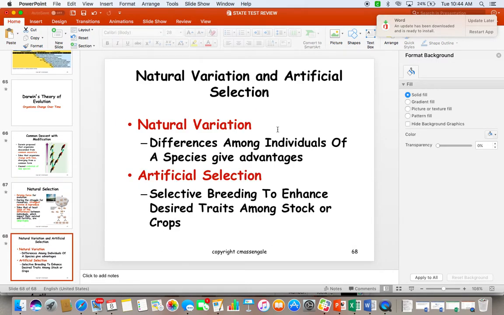Natural selection happens naturally and artificial doesn't. So artificial selection is selective breeding. And that's how we have all the different dogs that we have, all the different breeds, because people intentionally bred dogs. Remember, all dogs are related to wolves, right? They're descended from wolves. So we have natural selection and artificial selection.